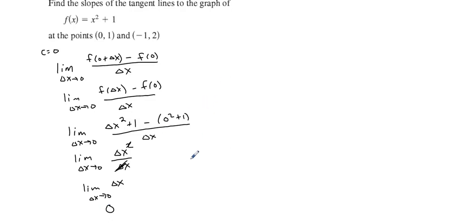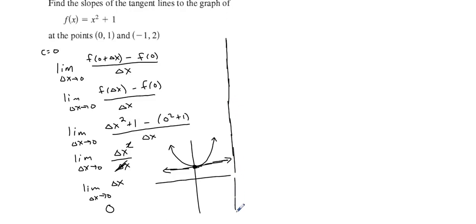Okay. Now, graphically speaking, that should make sense if we have the graph of x squared plus 1. And here's x equals 0. A tangent line would come across like this, right? What's the slope of that horizontal line? It's going to be 0, right? Do we get that? We're good?